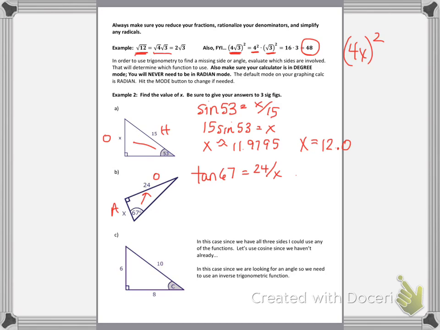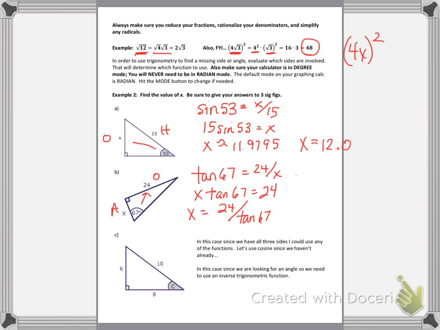Okay, now this one's a little bit harder to solve. Again, I want to get rid of the fraction, so we're going to multiply both sides by x. But I'm not ready to put that in the calculator yet. I want to get the x by itself. So x is going to equal 24 divided by the tangent of 67. Please don't try to memorize how it's going to end up at the end. Just do the math, okay?